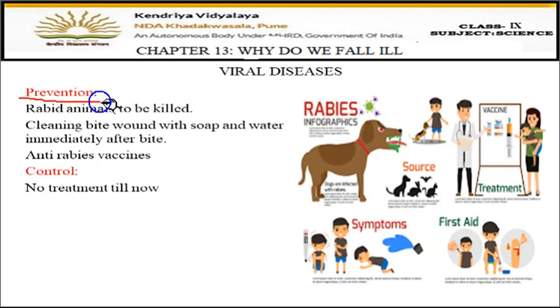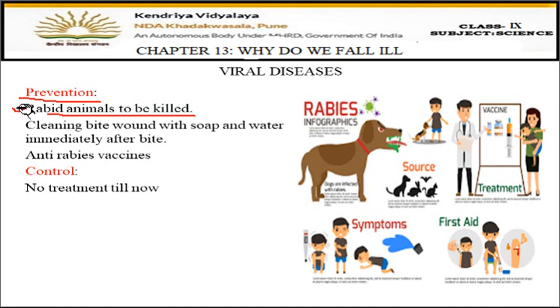Then let's see the prevention. Prevention is that rabid animals are to be killed. If any domestic animal has got this type of virus, you will find salivation, more saliva comes out of the mouth, and they keep the tongue outside along with the saliva. This is the main identification mark of rabid animals. So if you find any such animal in your surrounding areas, the main thing is to kill those rabid animals, because again there is no treatment till now for rabies.